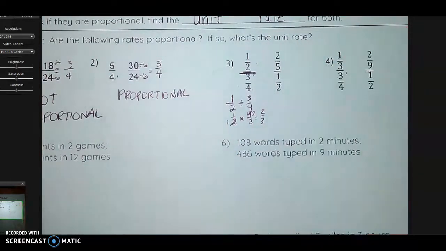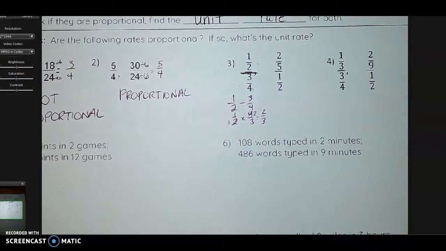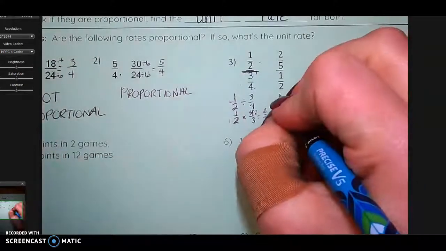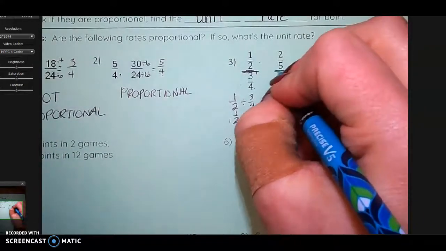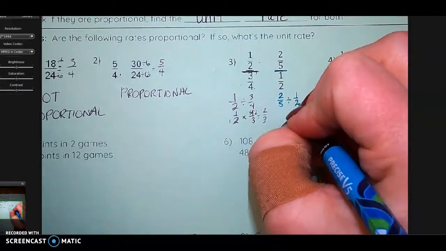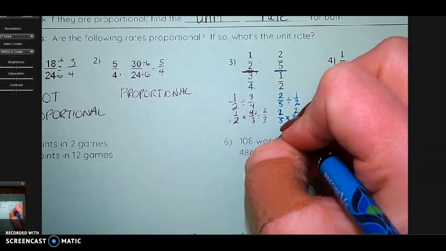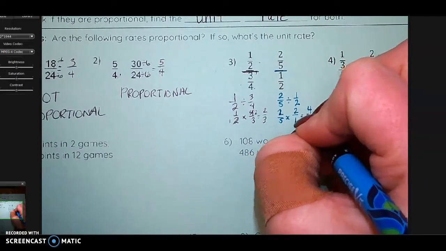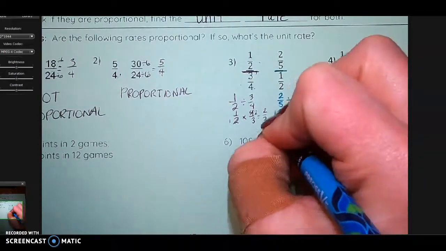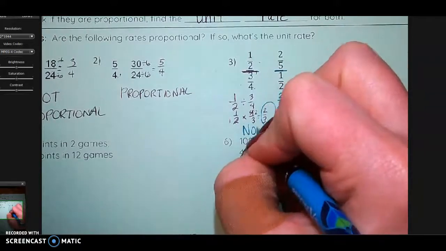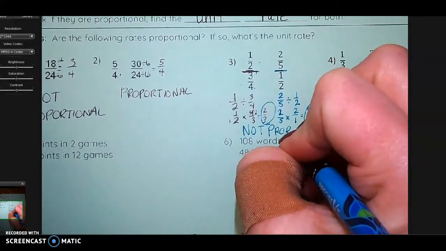When I do the other one, I'm going to do 2/5 divided by 1/2. So that's 2/5 times 2/1, and that is going to give me 4/5. So this is not the same as this. So this is not proportional.